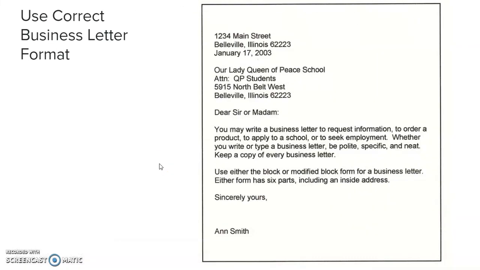When you write a letter issuing a complaint, use correct business letter format. Now this example here on the right hand side is what's known as block letter format. Nothing is being indented, everything is left aligned. It is very neatly and professionally written and ready to be distributed to the proper person or proper department in order to address your complaint.